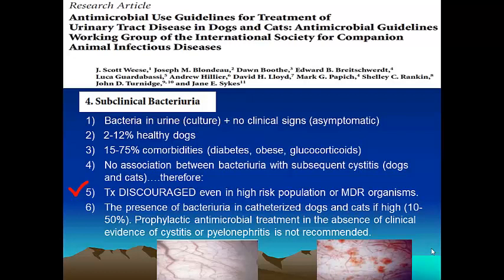Now, the other common situation that results in bacteria in the urine is catheterization of the urethra. And as you can see, it ranges between 10 and 50%, depending on the study you look at. And here the important thing is to know whether there is a real cystitis which requires treatment or a subclinical bacteriuria which should not be treated. In other words, whether you have the picture on the right or the picture on the left. And as you can see here, the recommendation is that prophylactic antimicrobial treatment in the absence of clinical evidence of cystitis or pyelonephritis should not be given.